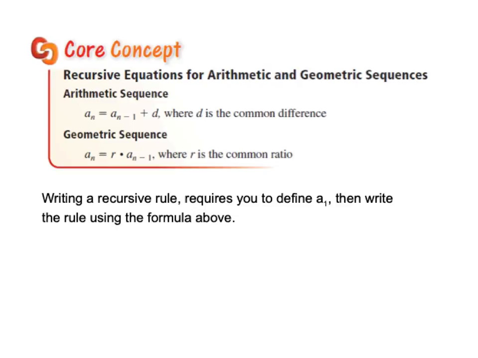So the recursive equations for arithmetic and geometric sequences are on our page here. And basically all that it means is that if you have any term that you want, a sub n, you're going to take the term previous to it and add the common difference. Or if it's geometric, you're going to take the previous term and multiply it by the common ratio. With a recursive equation or recursive rule, you have to define a sub 1 every single time so that you know where you're starting, what your first term is, so you know where to go from there.